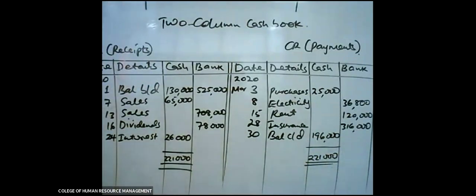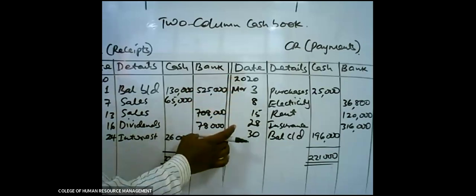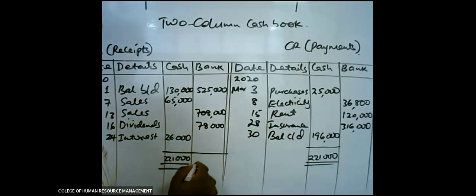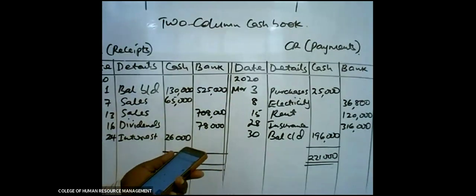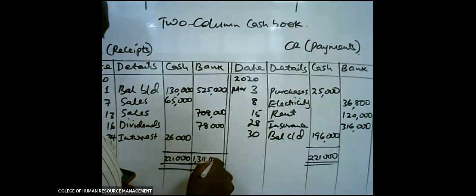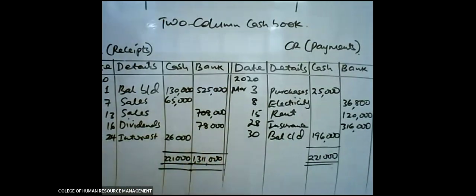You do the same to the bank. You add the total amount that was received and deposited as checks in the bank. So the increase in the bank balance: 525,000 was the starting amount. Then we added 708,000 from sales. Then we added 78,000 from dividends. So the total amount that was received is 1,311,000. That is what we received in our bank.